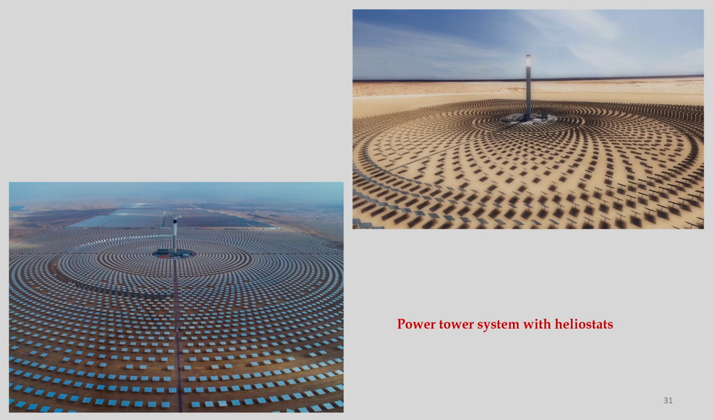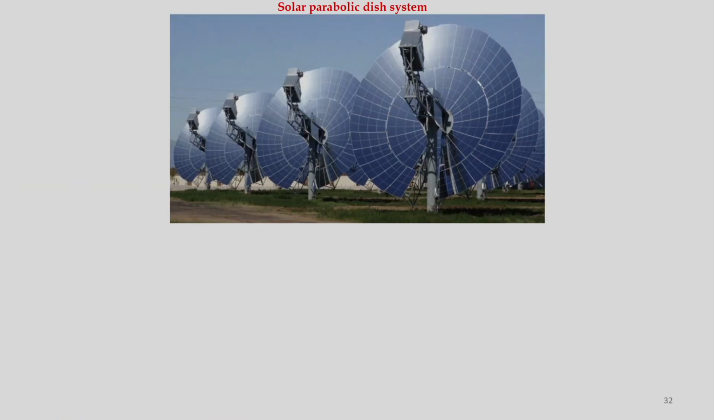And as you can see, this is the figure for the central power receiver system. See here, these circular fields are there, and then these are the reflected rays and this observer. So, it is a big power plant for generation of electricity by using the central power receiver system.